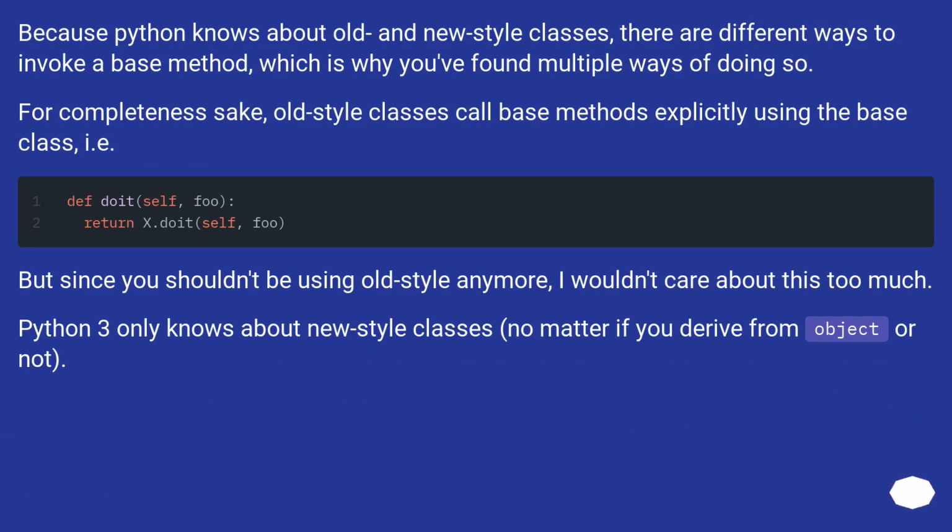For completeness' sake, old-style classes call base methods explicitly using the base class. But since you shouldn't be using old-style anymore, I wouldn't care about this too much. Python 3 only knows about new-style classes, no matter if you derive from object or not.